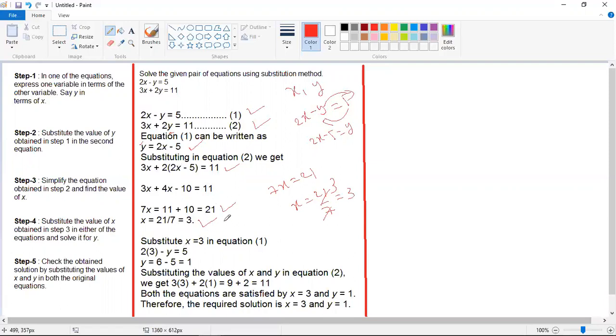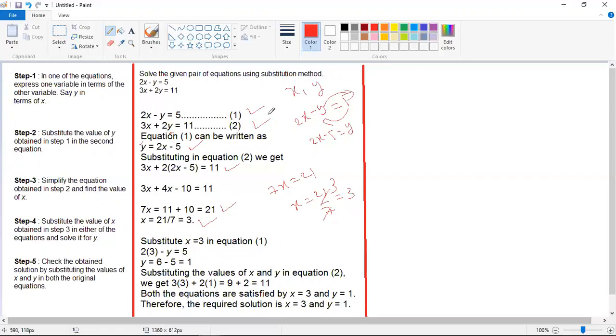Now we got the x value, right? Actually we have to find the two variables. Among the two we got one variable, that is x. Now we have to find out the y variable. So what to do? Let's check step 4. Substitute the value of x obtained in step 3 in either of the equations and solve for y. So here we got the x value 3. To get the y value, we can substitute in any equation.